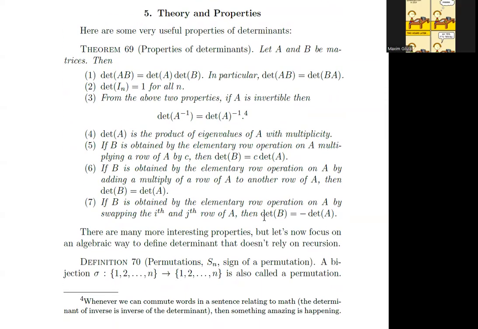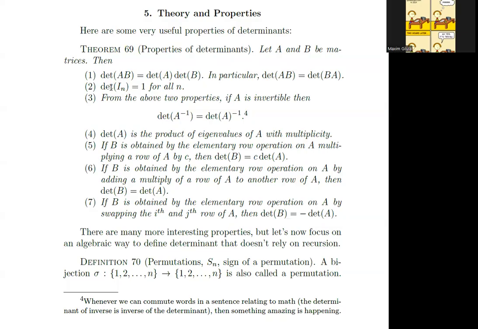So here's some theory and properties of determinant. Let A and B be matrices that we can multiply and add. Then determinant of AB is determinant A times determinant B. In particular, determinant AB is determinant BA, just like trace. But for determinants, you can reorganize them any way you want, because you can reorganize real numbers any way you want because of commutativity of multiplication.